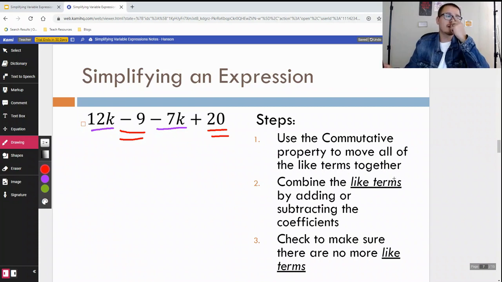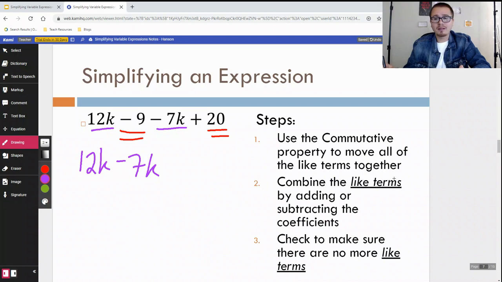Now it says use the commutative property to move all the terms together. So basically you can rewrite this, and I'll do it once. I can tell you I really don't do this. I don't see the need most of the time, but I'll do it. So I'll put my variable terms together. So I got 12k minus 7k. That property allows me to do that. Math magic. Gives you powers. Then negative 9 plus 20. All this does is help you sort your laundry. That's all you're doing. You're just moving things around. You didn't do no math yet. You're just moving things around.